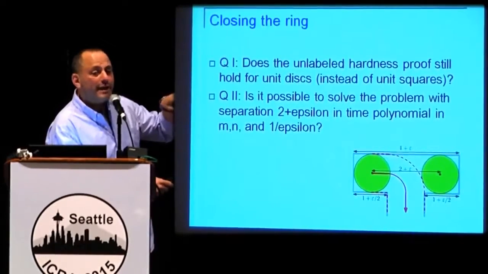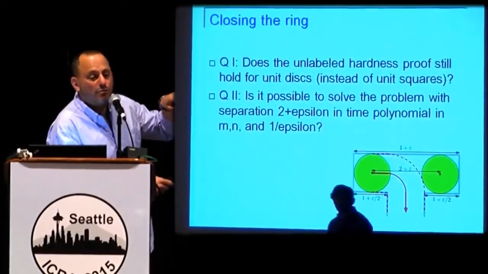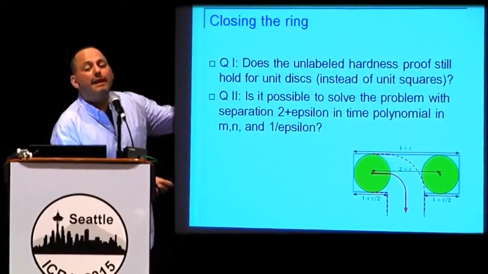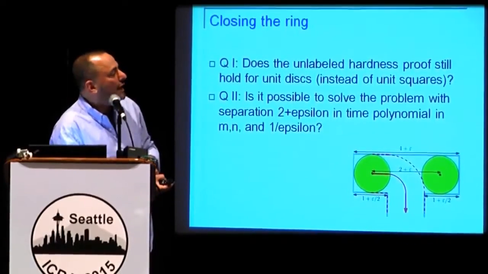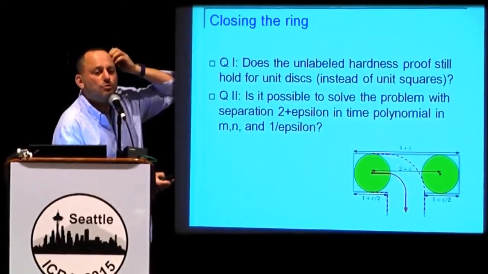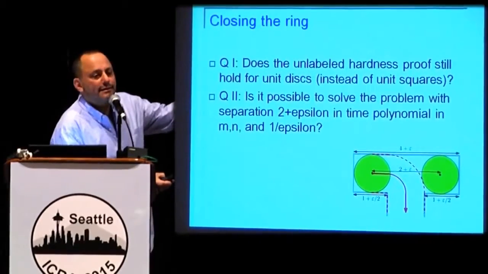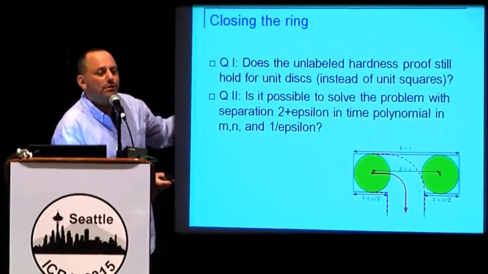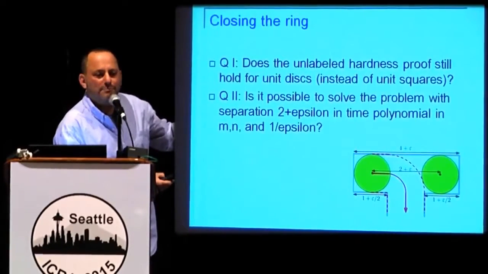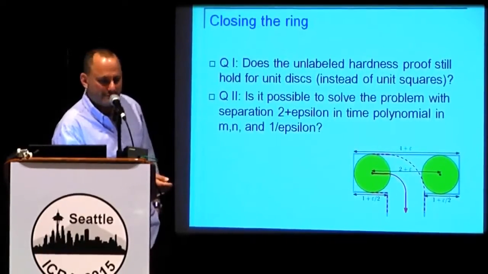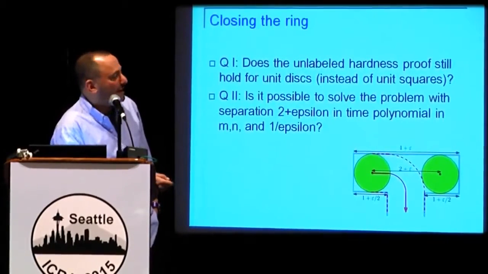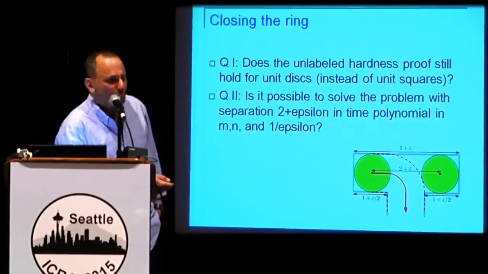If I keep a distance of 2 between start and goals, this means that the robots are touching. Now I add an epsilon to these 2. And I would like to get a good solution to the problem, not only in the dimension of the configuration space and the complexity of the workspace, but also in 1 over epsilon in this separation. So I hope that this problem will yield soon, but it is still open.